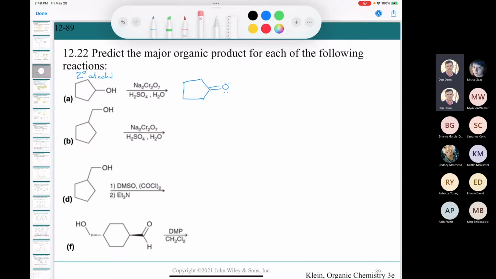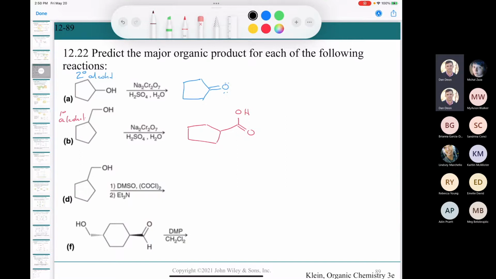The next one, we're taking a primary alcohol, and we're using the same strong oxidizing agent. And so we're going to convert that alcohol into not an aldehyde, but a carboxylic acid. So we'll write carbon here, and then we're going to oxidize that all the way to a carboxylic acid.